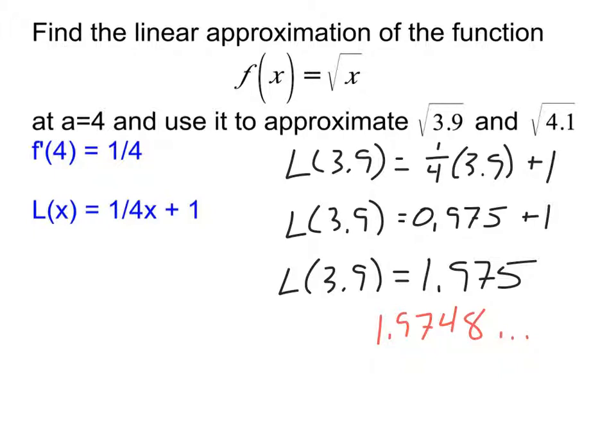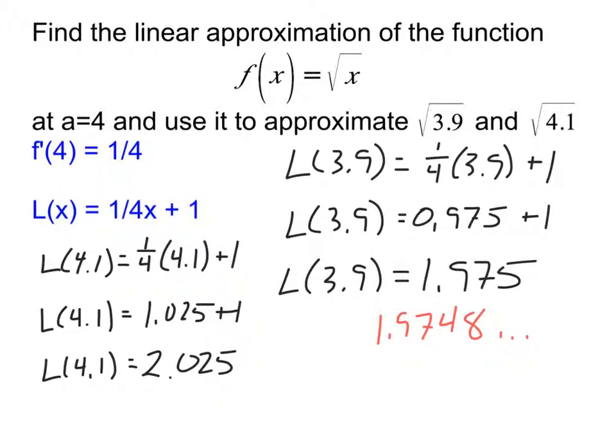Repeat the process, please. Take a moment. Figure out what is L of 4.1 going to equal. So find that estimate, please. So when we do this calculation, we plug in the 4.1, and we end up getting 1.025 plus 1, so it ends up giving an estimate of about 2.025. Again, a very close estimate of the actual value. Now, do you know why the tangent line would give us such a close approximation?